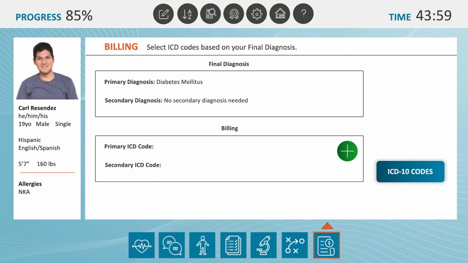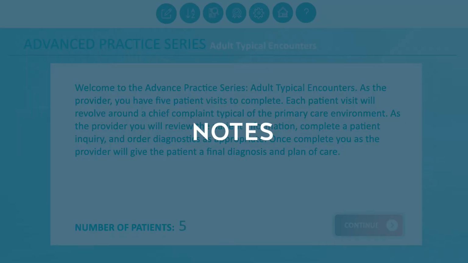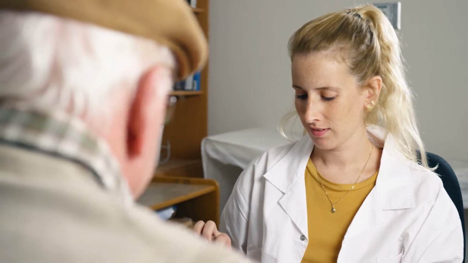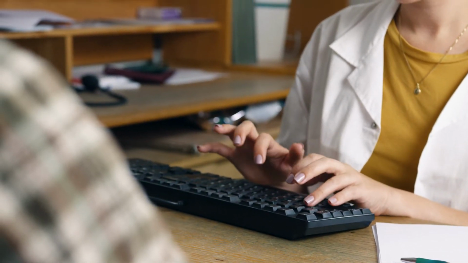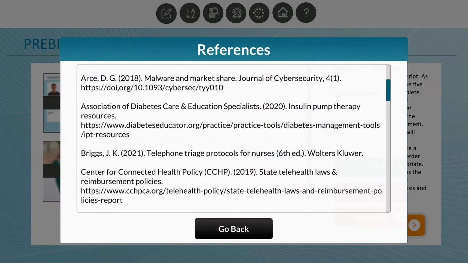Additionally, learners will need to demonstrate knowledge of billing practices for each patient using correct ICD codes with feedback. This product has several additional system features throughout, including notes, glossary, and reference list. Using notes, learners can add any information they deem relevant, which will be included in their activity report. The glossary list can be used to help identify any terms or acronyms they may not be familiar with, and they can view any relevant references to aid in content mastery at any point during the virtual simulation.